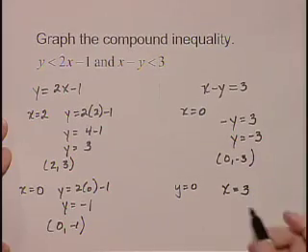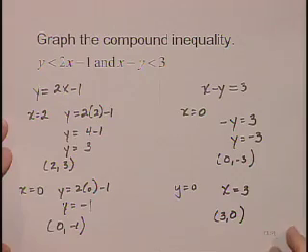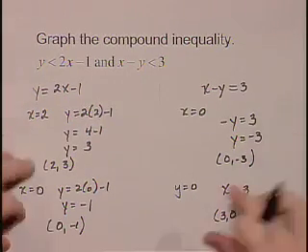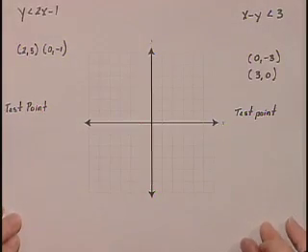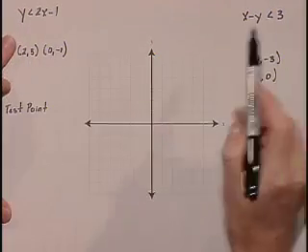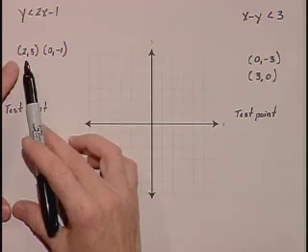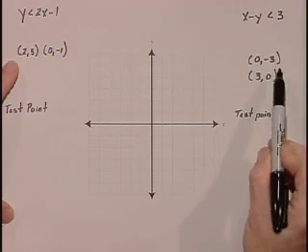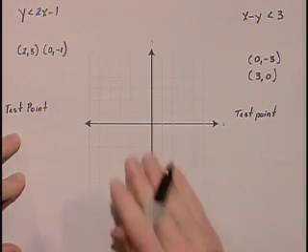Be careful how you write this ordered pair. x has to come first, so this ordered pair is 3, 0. We now have 2 points for each of our boundary lines that we're going to graph on the same graph. We have y is less than 2x minus 1 as one of our original inequalities, and x minus y is less than 3. We have our points 2, 3, and 0, negative 1. And over here we have 0, negative 3, and 3, 0. So we're going to have to graph both of these on our graph simultaneously.